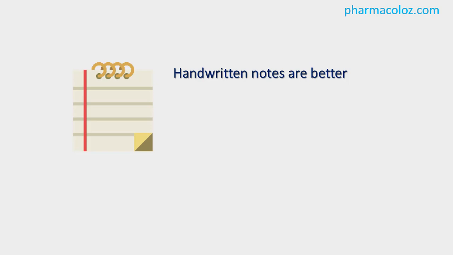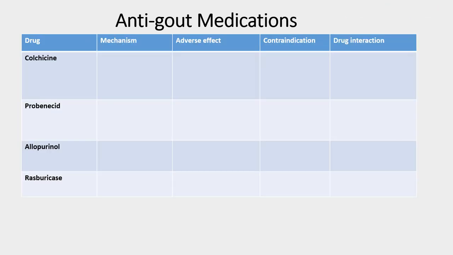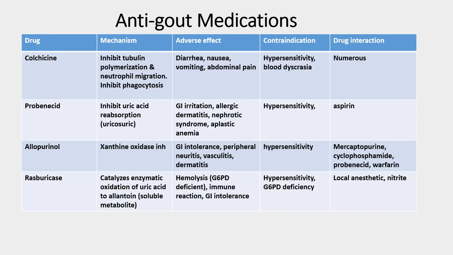While making your notes, handwritten notes are better than electronic notes because you can memorize them better. And during taking the notes, you can make tables. Tables will make the work easier for you. On one of the columns you can put down the drugs, and in another column you can put down the mechanism of actions, adverse effects, contraindications, drug interactions, or any other important clinical note you want to take. You can make new columns, and after filling out the table it will look something like this.